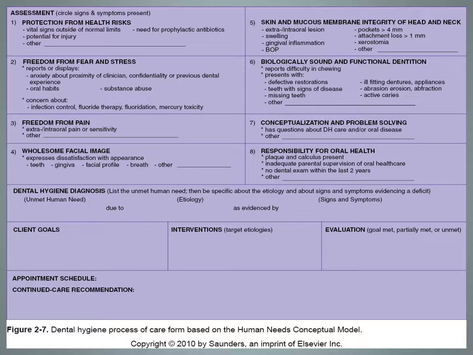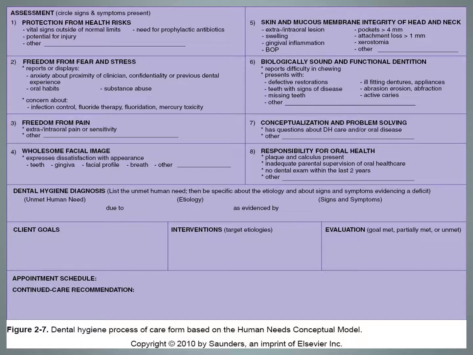We'd be looking at maybe their habits of food intake, and maybe their soda drinking could be a possibility. And so you might say something to the effect of a dental hygiene diagnostic statement. Here it could be that they're deficit in biologically sound and functional dentition related to a cariogenic diet as evidenced by patient drinks 3 Mountain Dews a day, snacks throughout the day with crackers and such. In other words, you are trying to identify a problem that a patient has. You have to relate it to identify it as a deficit and the evidence.